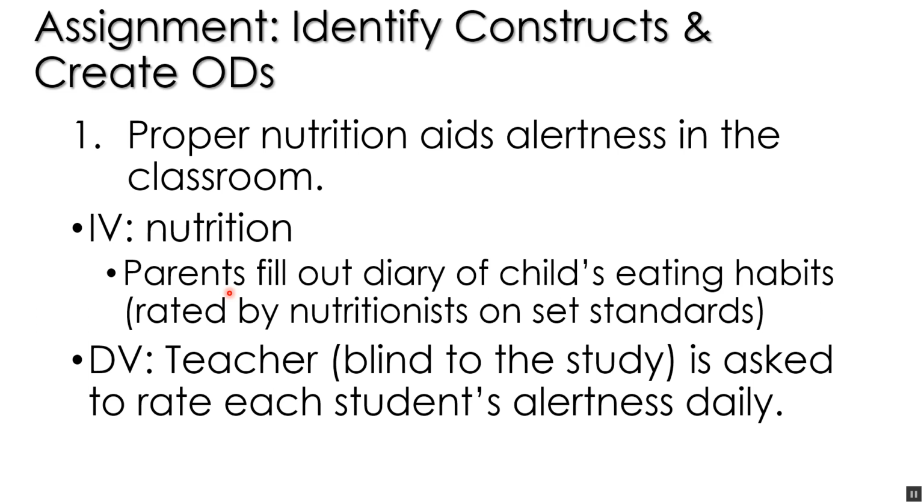And then teachers would be asked to rate students' alertness each day. We'd average them together for each student, so that a teacher would rate the student's alertness on a scale of 1 to 10, with 10 being very alert. That would be a good operational definition, not great, of a teacher measuring alertness. And then this would be a correlational study. We'd correlate the nutrition score with the alertness score, and we would find a positive relationship.